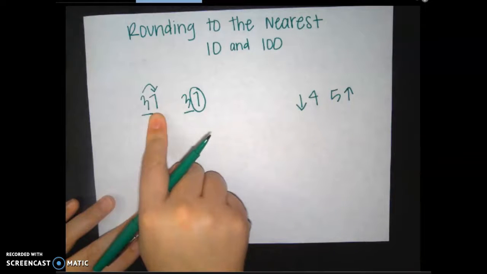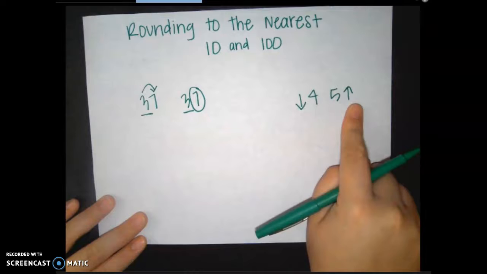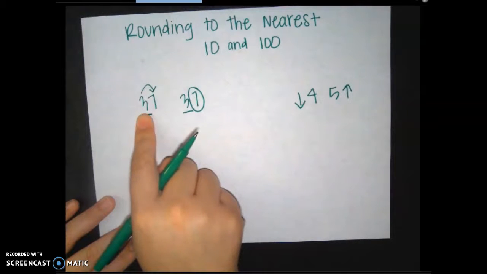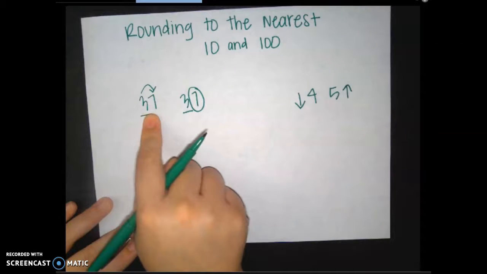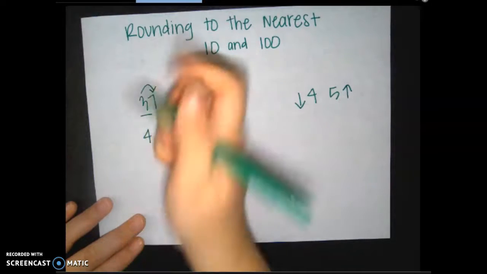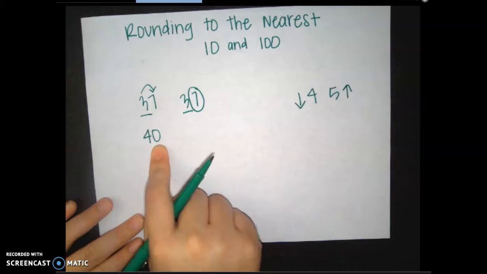What is 7? Is 7 going to be 4 or less, or is 7 going to be 5 or more? 7 is going to be 5 or more, so it means my underlying digit is going to go up. I'm going to go up one digit. So this becomes a 4, and everything after becomes a 0. So 37 is going to round to 40.